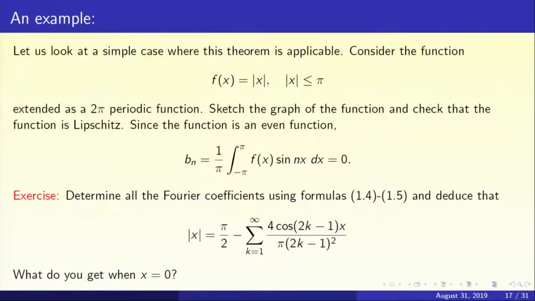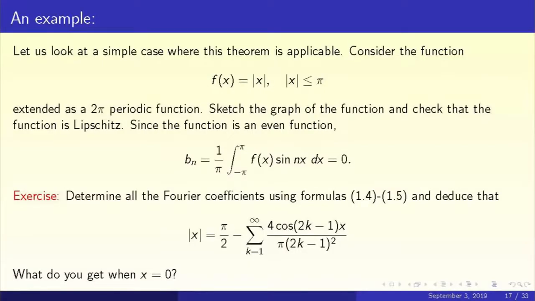So now we must move on to looking at a simple example of a function which is Holder continuous. So the classic example that I am taking is f of x equal to mod x when mod x is less than or equal to pi. So what is the function? It's mod x, like this. That's a graph, and you can extend it as a 2 pi periodic function, and you get a triangular wave pattern. So it's a nice Lipschitz function.